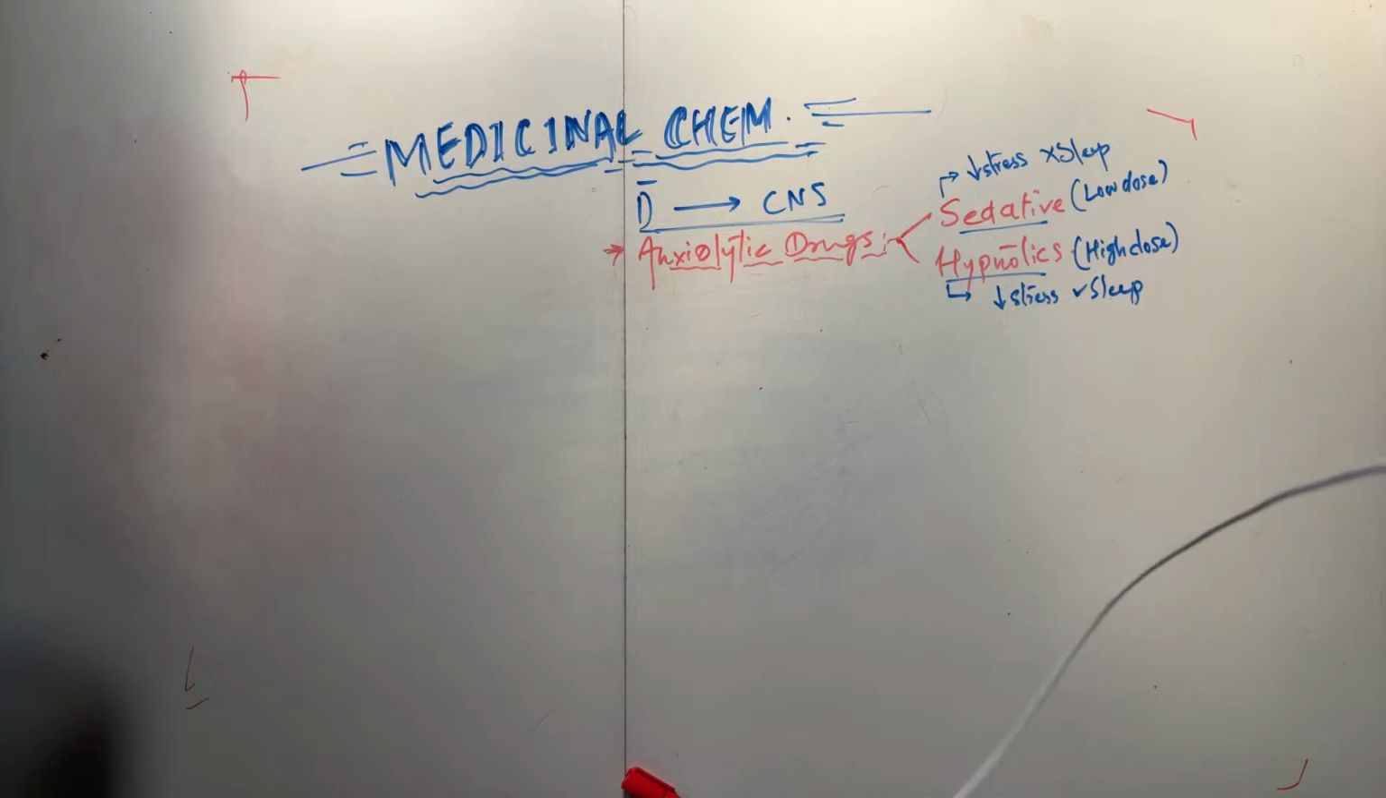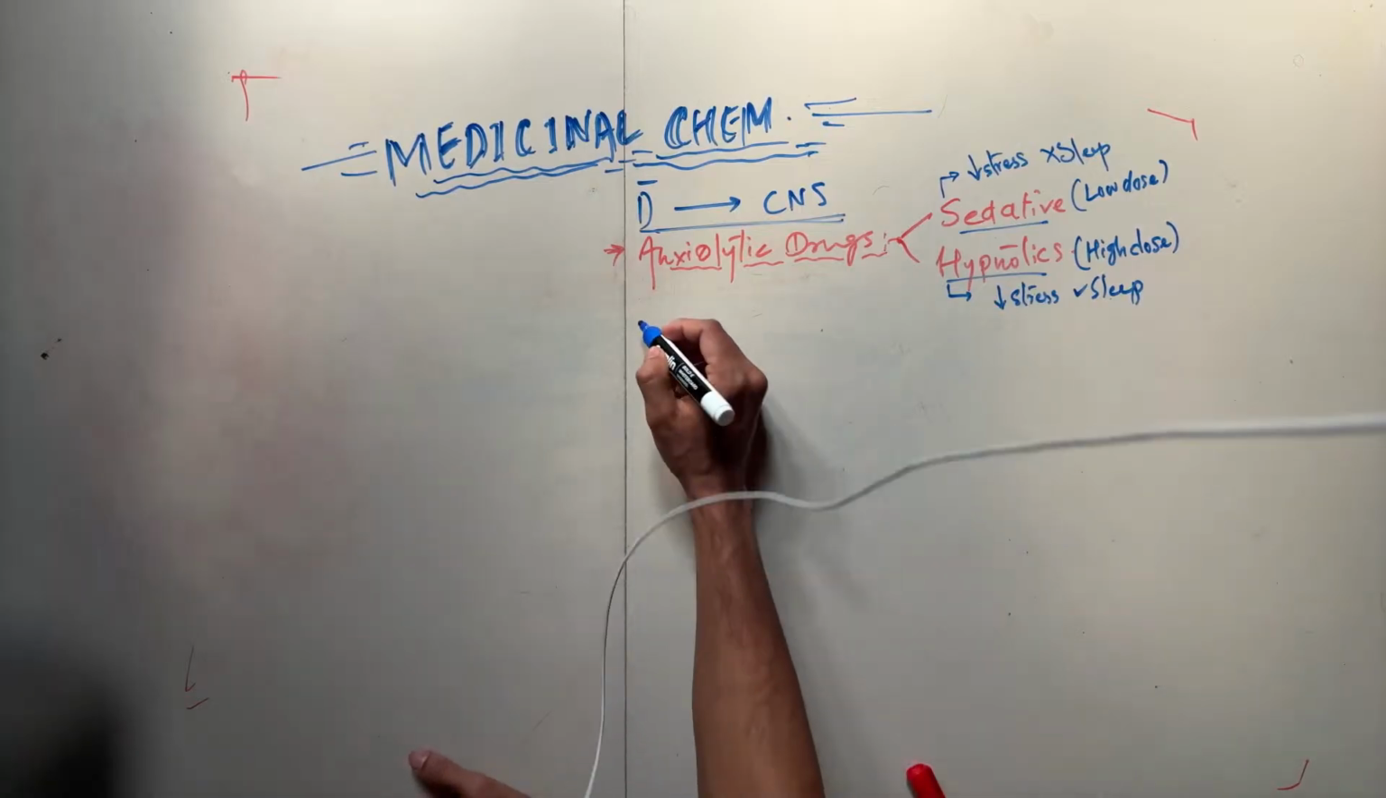Now we will see the classes of sedative and hypnotics. In this, how many classes are there? They are approximately 10 classes, in general it is called 10 classes, but they are actually 12 classes. So what are they? Number one is barbituric acid derivative.